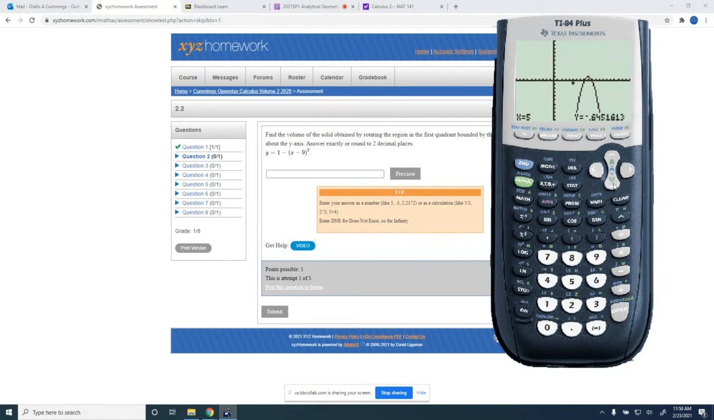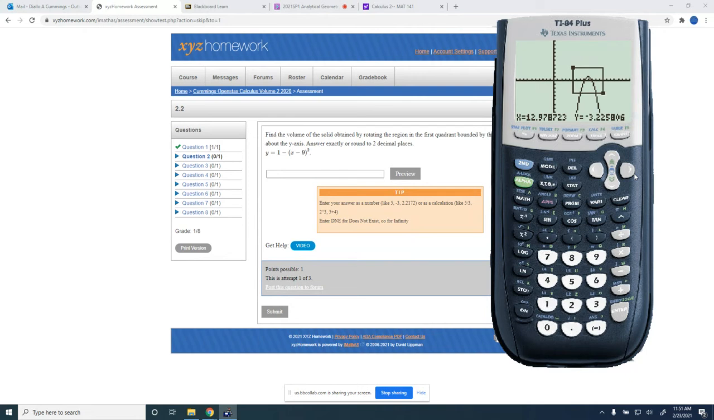Notice I have my cursor, and if I move up or down, notice how the cursor moves up or down. What I want to do is put a box around where my equation hits the x-axis. I'm going to go to a diagonal for my box, hit enter, drag the box down, and drag it over.